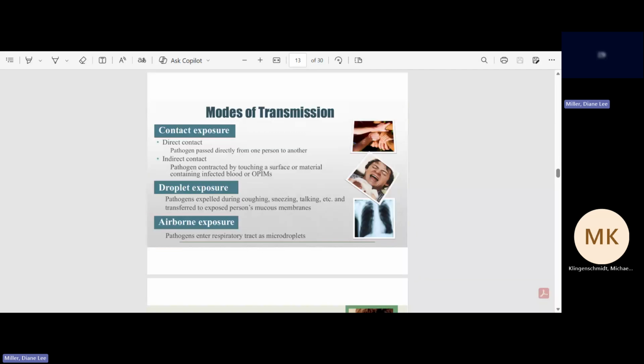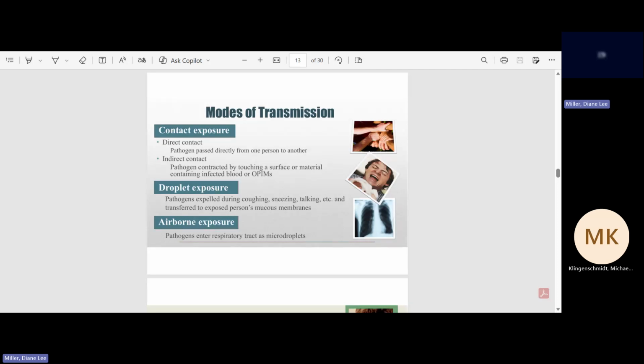There are various modes of transmission depending on the type of virus or bacteria. One of the most common ones that we think about are contact exposures, and these are split into direct and indirect contacts. An example of a direct contact is when you have a pathogen that is passed directly from one person to another. And so that can occur if somebody is bleeding and you have an open wound and their blood gets directly from their wound to your wound. However, an indirect contact can occur when you're touching another surface or material that's infected with blood or OPIMs.